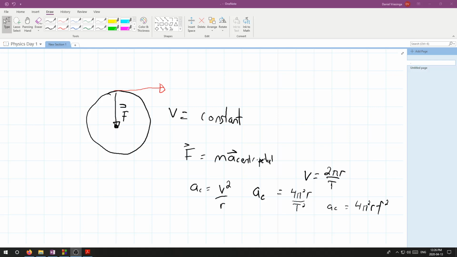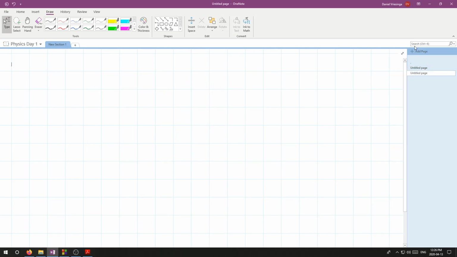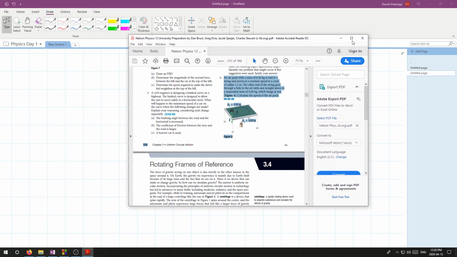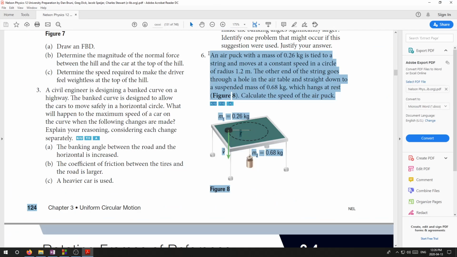Alright, so I'm going to add a new page here. And what I wanted to do was just kind of go over all of the topics with a few questions I'm going to take from the textbook. So the first question I want to take is this one. Have a look there. It's a hard question, I think. It's from page 124, and it's number 6.